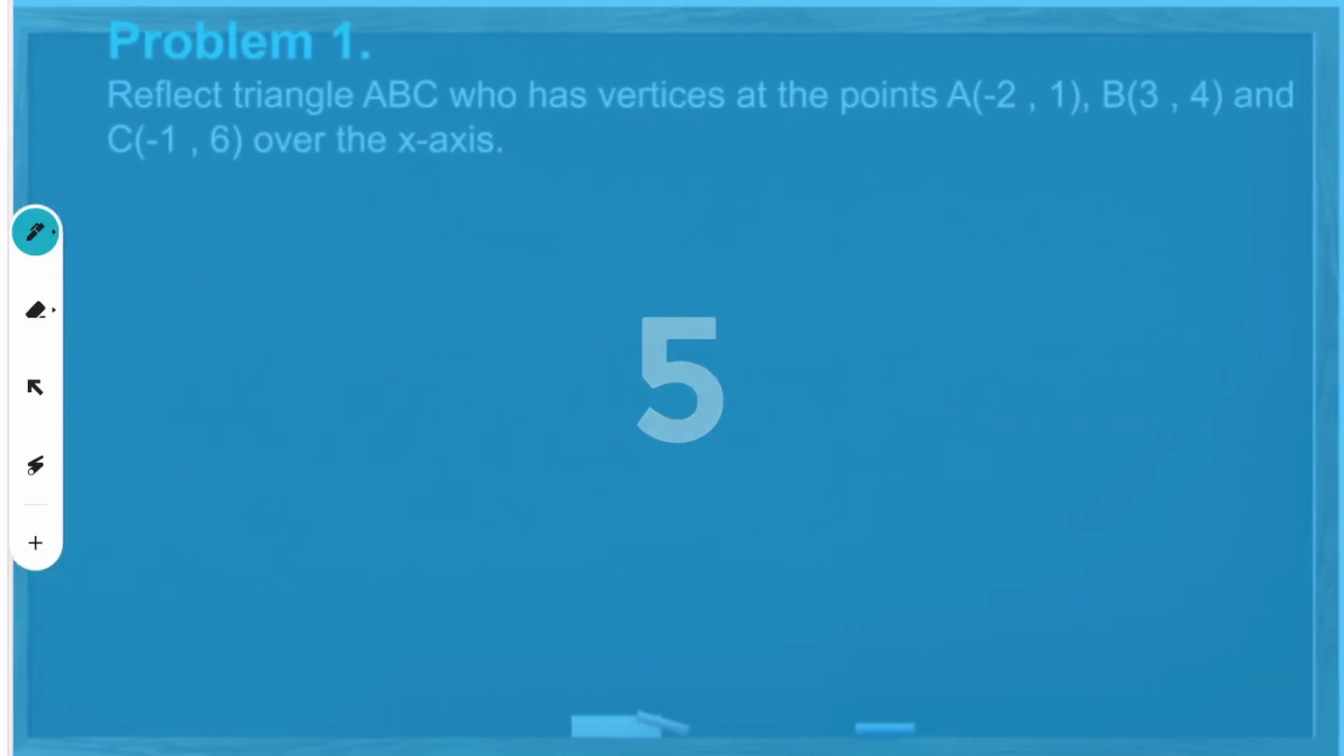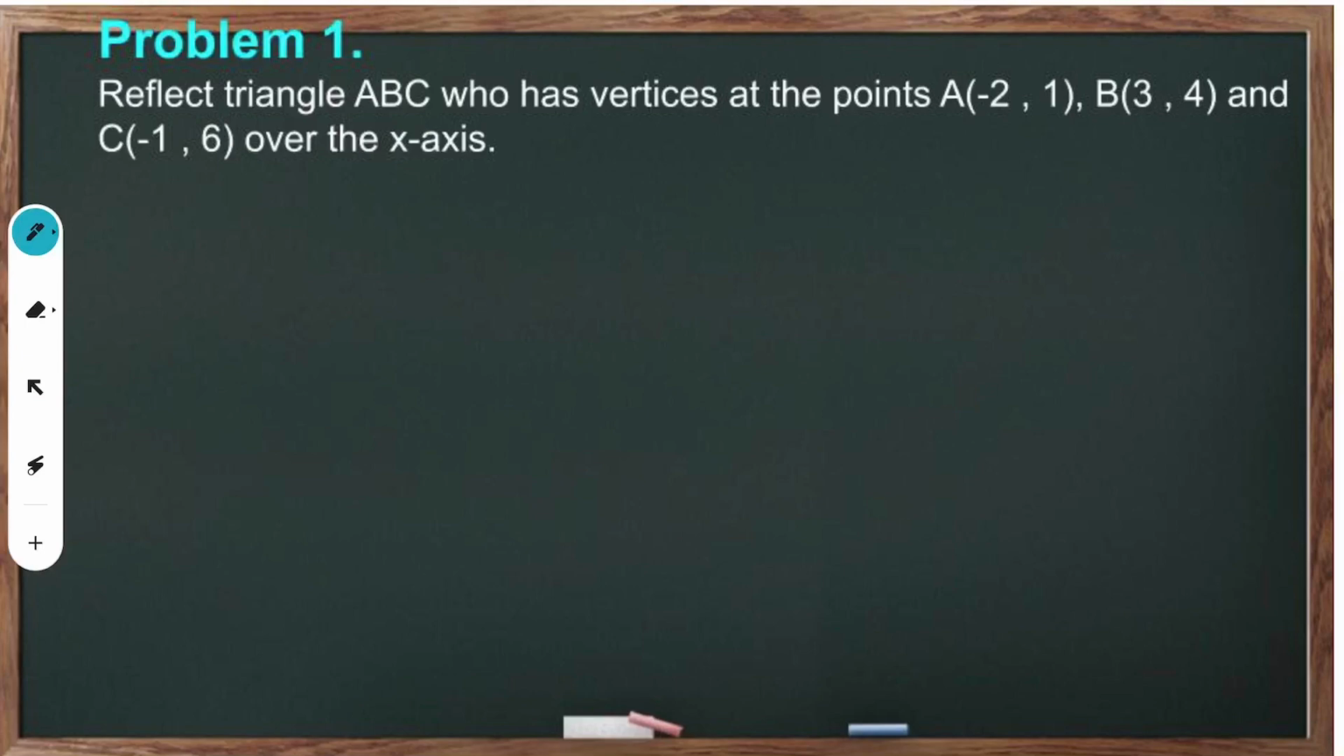Let's try some examples. Problem number 1. Reflect triangle ABC, who has vertices at the points A (-2, 1), B (3, 4), and C (-1, 6), over the x-axis. So first things first, I want to identify the points on my vertices on my pre-image. So A is at the point (-2, 1).